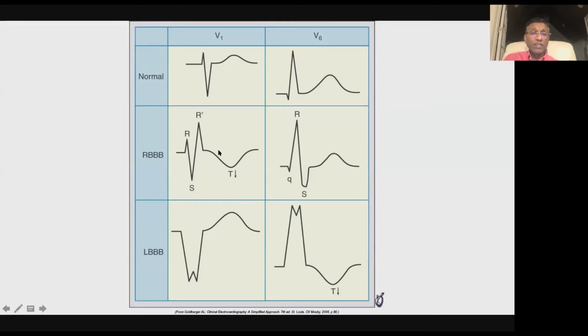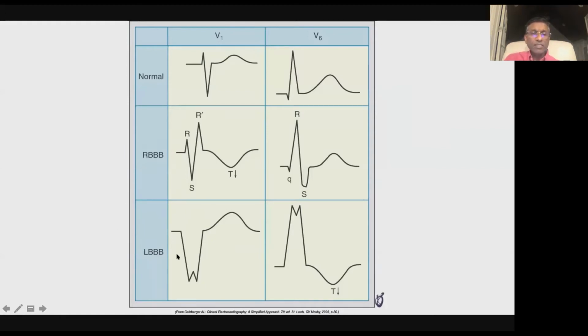Now, when you look at these, club them into two main groups: right bundle type wide complex tachycardia and left bundle type wide complex tachycardia. In a right bundle type wide complex tachycardia, the terminal part of the QRS complex will always be positive. In a left bundle type, the terminal part of the QRS complex would be negative. So now you have a nice way of differentiating between the right bundle type and the left bundle type. This is a very helpful and useful differentiation.